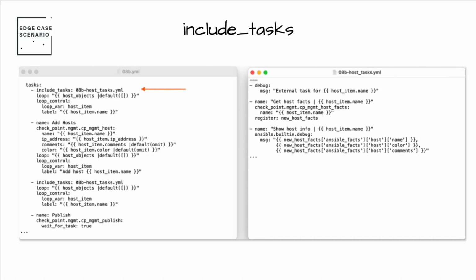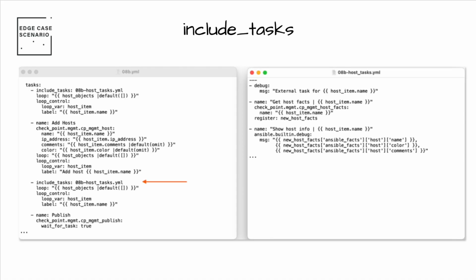Here's the new version of the main playbook. First, include the external task list and apply a loop for each host object item from the external variables file. Next is the host object module to make some changes, also operating in a loop from the host object variable list. Finally, the third task is just a copy-paste of the first one with the loop.